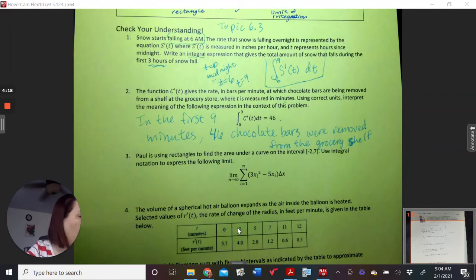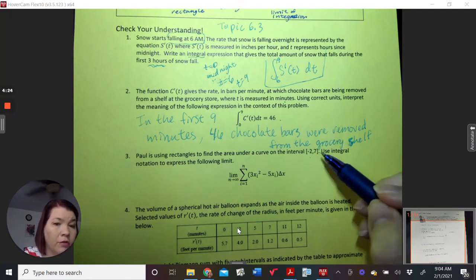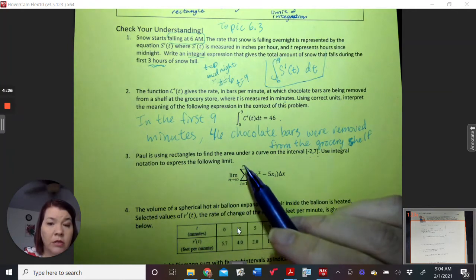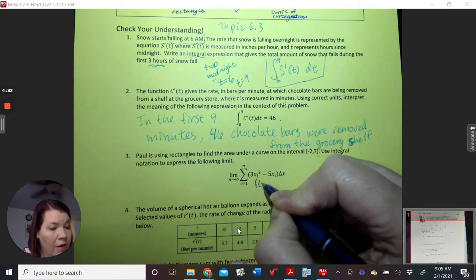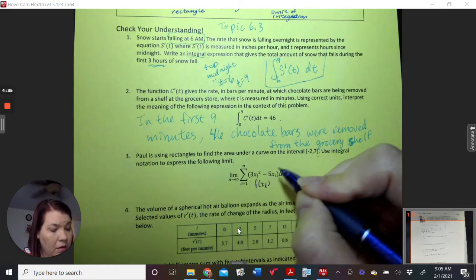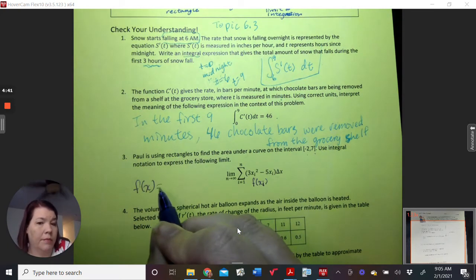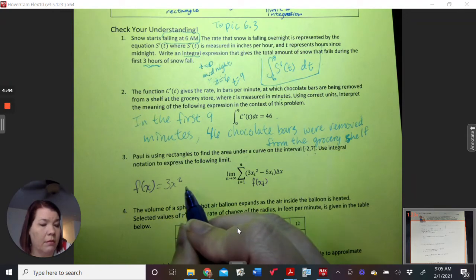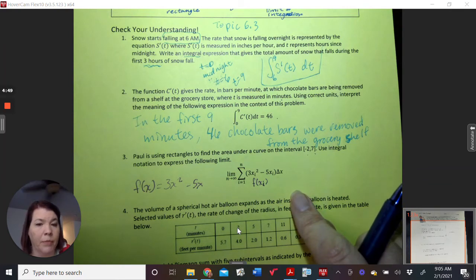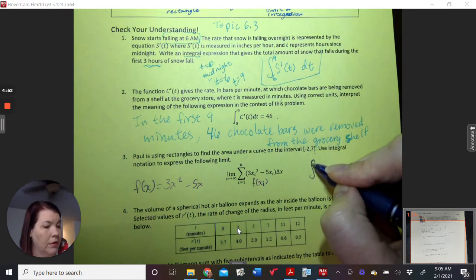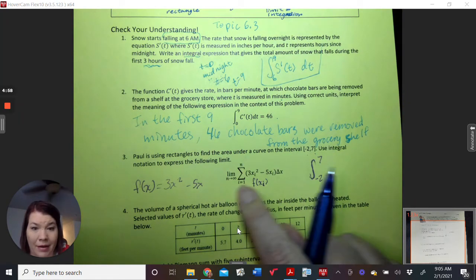All right, harder. Paul is using rectangles to find the area under a curve on the interval from -2 to 7. Use interval notation to express the following limits. We have this limit. So remember, this is supposed to be f of x sub i, which means that f of x must equal 3x squared minus 5x, because i is in each of those places. Okay? So my integral is going to go from -2 to 7, because that's my interval. You can't see that in here. It's nowhere to be seen. So I have to know that.